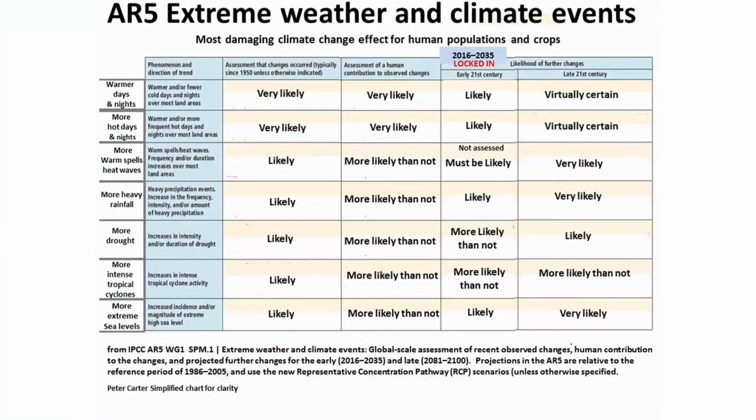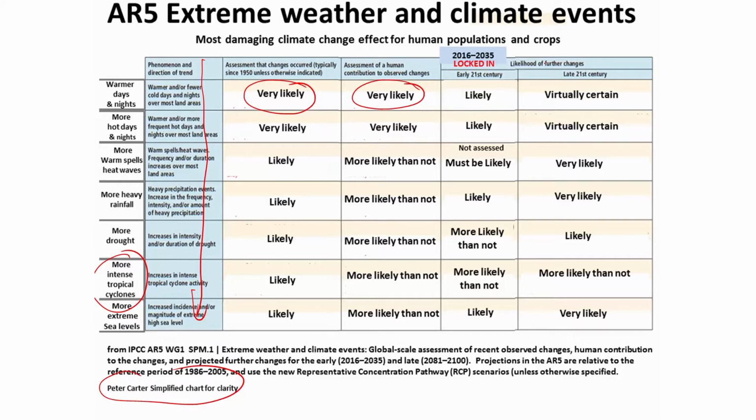So to look at the table then, this is a simplified table from IPCC. Various quantities are shown here: warmer days and nights, more hot days and nights, more warm spells and heat waves, more heavy rainfall, more drought, more intense tropical cyclones, and so on. And the phenomena and direction of trend are listed here. And I just wanted to show this as an example that typically when we discuss temperatures, we end up having high confidence again. So, the assessment of human contribution to observed changes again is very high.